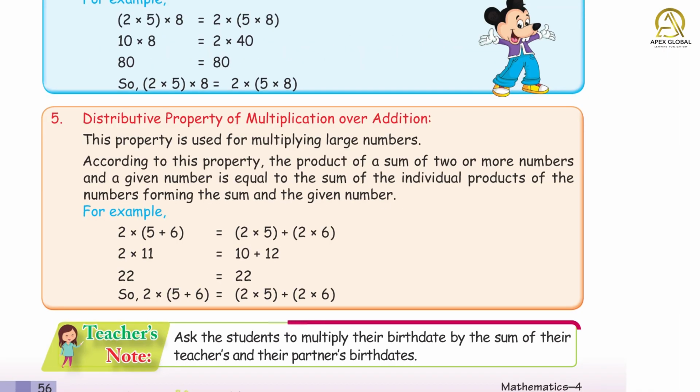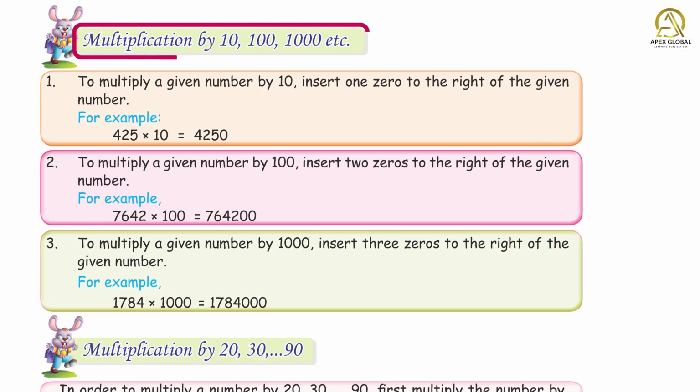Teacher's note. Ask the student to multiply their birth date by the sum of their teacher's and their partner's birth dates. Multiplication by 10, 100, 1000, etc.